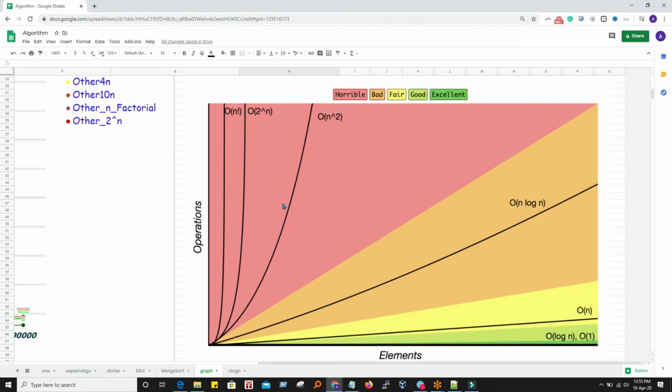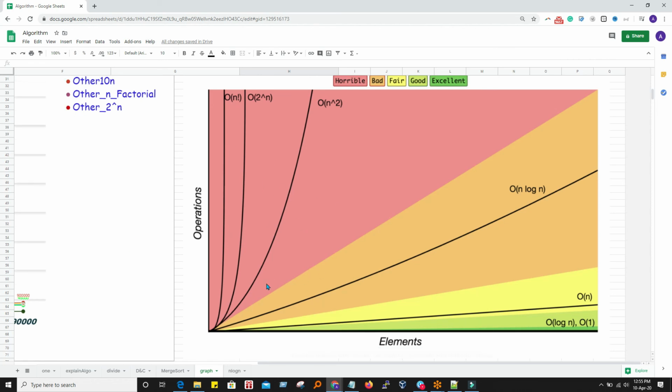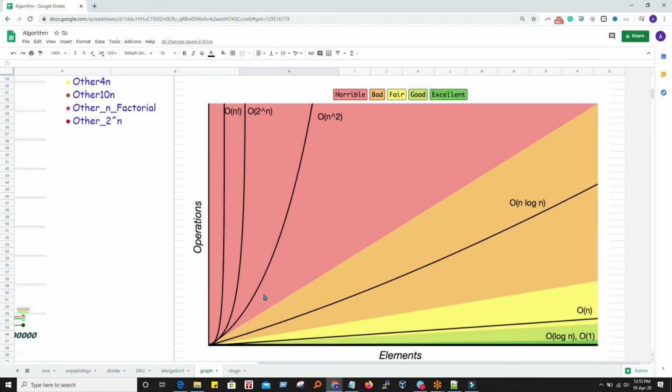So this was all about the algorithm. Again, an algorithm is step by step instructions to solve a problem. It is just pseudocode, English-like instructions to solve a problem.